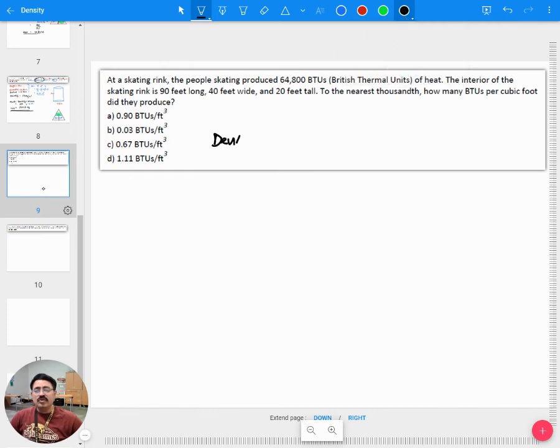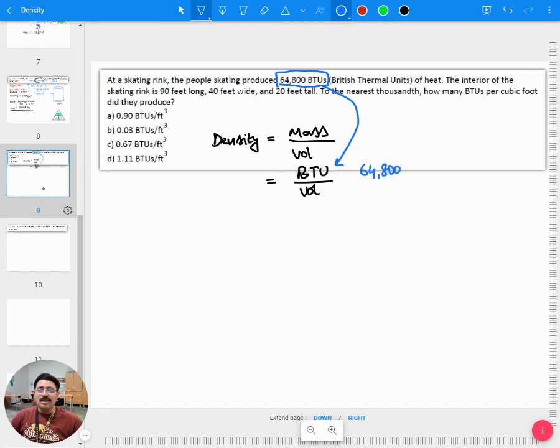Okay, so density equals mass per volume, right? So here, how many BTUs per cubic foot did they produce means while computing, we take BTU in the numerator and the volume in the denominator to find it. So here you see that 64,800 BTUs, that goes to the numerator, 64,800 BTU, that is British thermal unit.